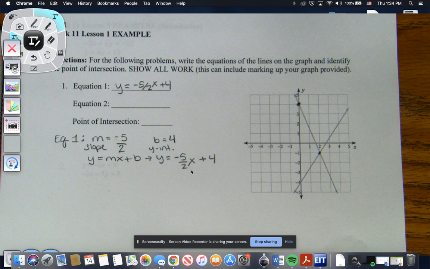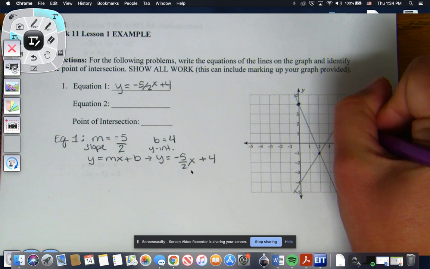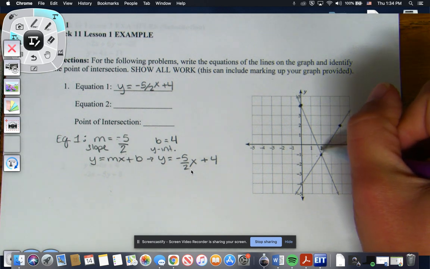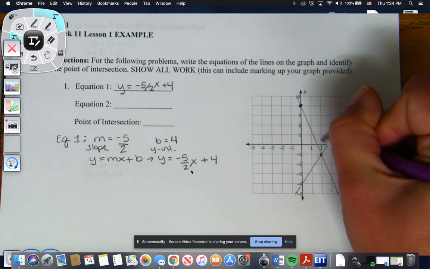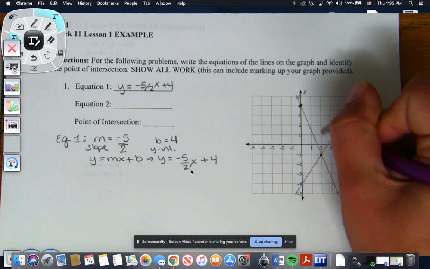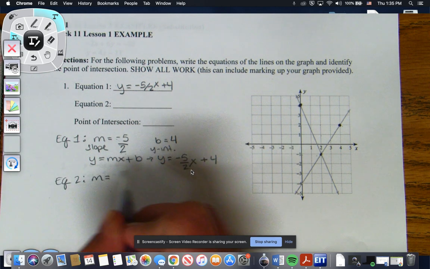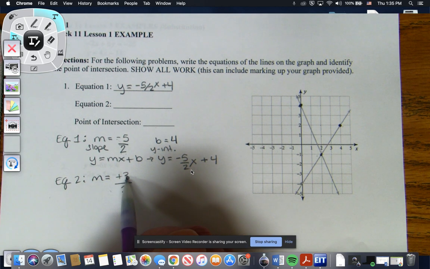So now I'm going to do the same thing for the next line. So again, I'm going to identify 2 points. So I can see a couple different options. I'm going to opt to pick this one right here. So I'm going to use this one and this one. And I want to know how much I need to go up and over to get to this next point. So from here, I have to go up 1, 2, 3, and then I have to go over 1, 2. So I went up 3. So for equation 2, I went up 3 and over 2. So I have a positive slope of 3 over 2.